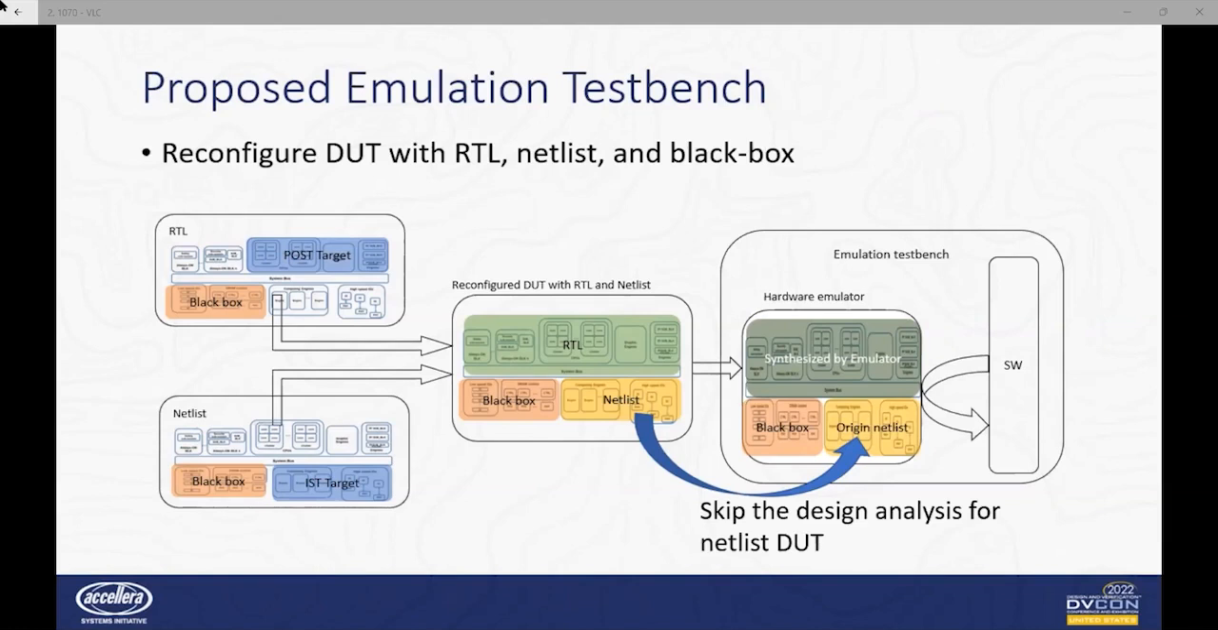We try to minimize the netlist portion to limit only logic-based design, and we configure most necessary parts as RTL to save hardware capacity and to reuse existing software codes. Especially for the netlist, we skipped the design analysis flow and mapped the original netlist as it is by emulator support. As we don't need to resynthesize the netlist portion, we could save compilation time and unnecessary iterations.